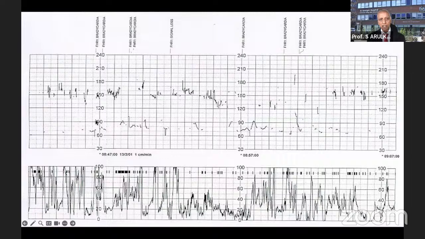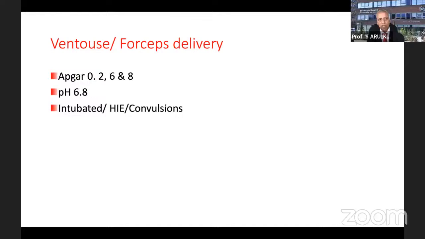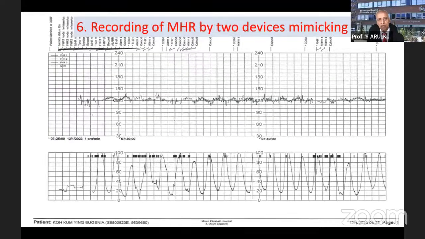So the doctor thinks the upper one is the fetal and the lower one is the maternal, but both are fetal. The fetal bradycardia, which doubles up, is due to the electronic window phenomenon of the machine. And since they didn't recognize that, when they delivered, the baby was severely acidotic and ended up with convulsions.